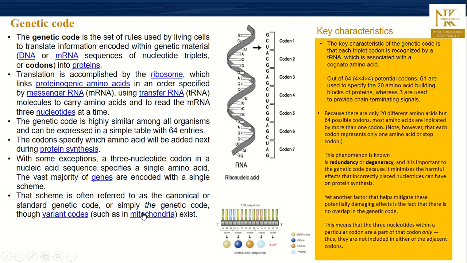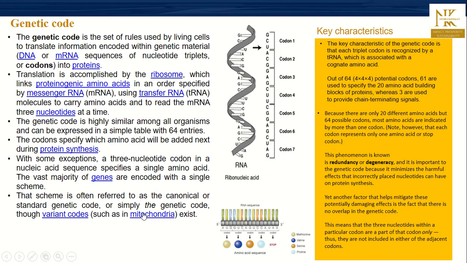Now, as you have this first codon GCU, it has a name. ACG has a name of the respective amino acid that it is decoding. Because there are 20 different amino acids but 64 possible codons, most amino acids are indicated by more than one codon. So we have gotten the explanation surrounding that. Now let us go back to the explanation.